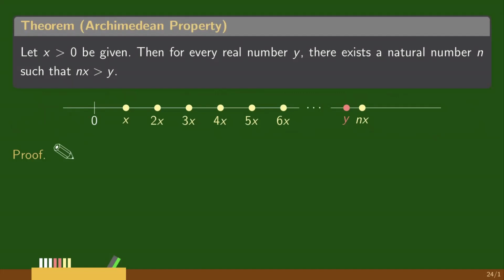Na nagmamatch silang dalawa. Yung ating intuition, tsaka yung formalism, dapat yung dalawa ay nagsasakto. Ayun yung ating goal. Iko-connect natin sila. Okay. So how do we prove this?